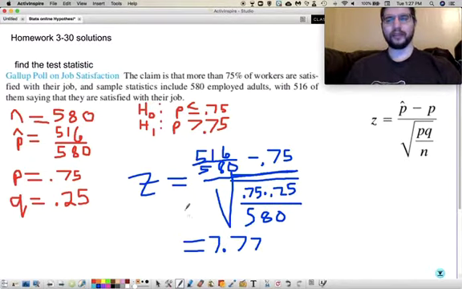So remember, the test statistic is your number of standard deviations away from your mean. This is about 8 standard deviations away, so this is an extraordinarily unusual value. It's extremely high, so yeah. If we were testing the hypothesis, we could almost guarantee that more than 75% are satisfied.